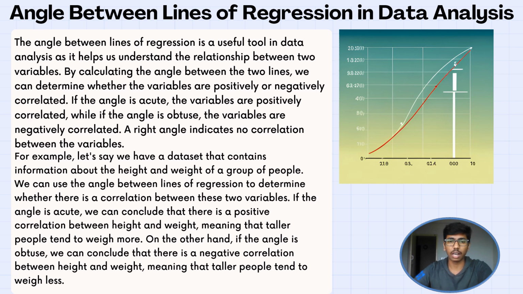For example, let us say we have a dataset that contains information about height and weight of a group of people. We can use the angle between the lines of regression to determine whether there is a correlation between these two variables. If the angle is acute, we can conclude that there is a positive correlation between height and weight, meaning that taller people tend to weigh more. On the other hand, if the angle is obtuse, we can conclude that there is a negative correlation between height and weight, meaning tall people tend to weigh less.